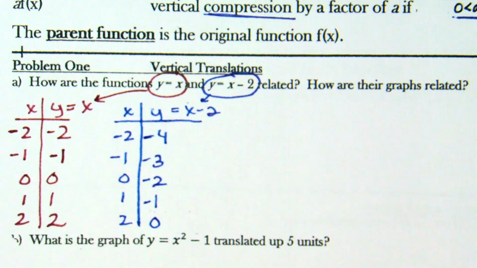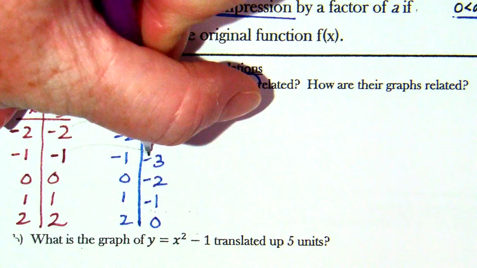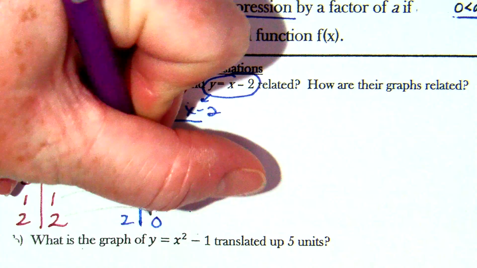Now, the connection I want to make here, sorry, I was trying to focus. What do you notice? Okay, so our inputs, our x's stayed the same, yes? What happened to the outputs each time? If we compare equivalent outputs. So -2 and -4. -1, -3, 0, -2, 1, -1, and 2, 0. What's the connection between the outputs each time?